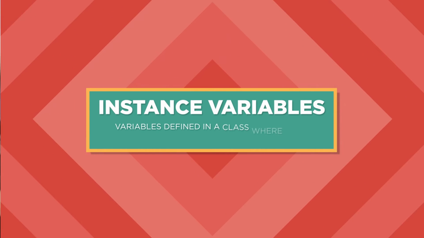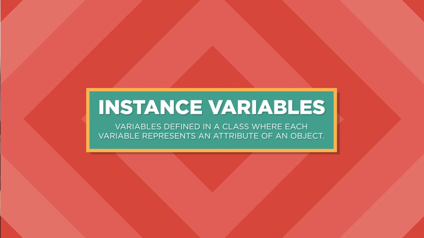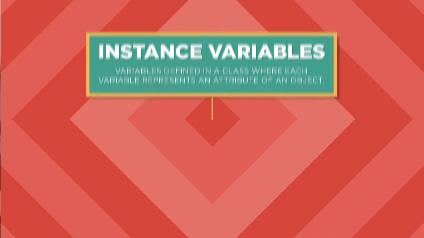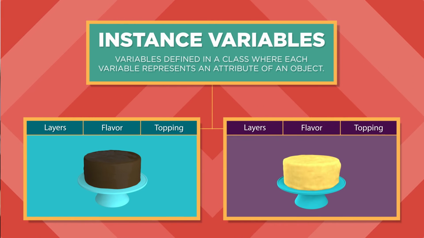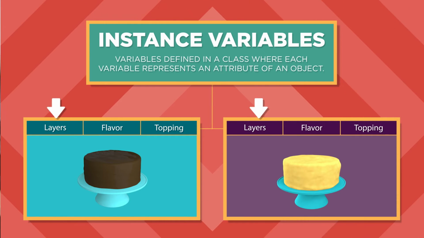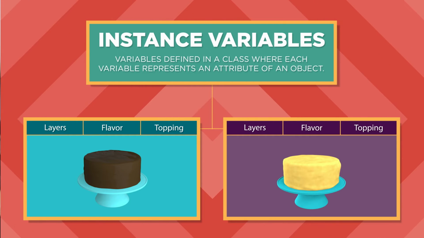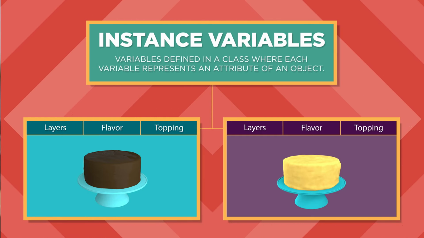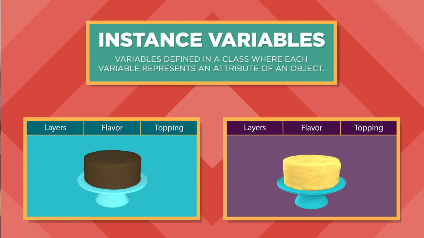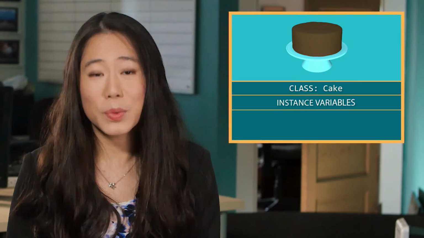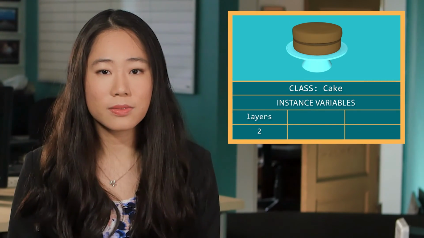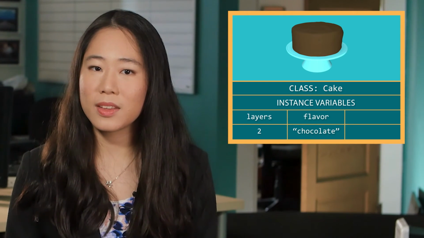Instance variables are variables defined in a class where each variable represents an attribute of an object. In this case, we create a cake class and declare instance variables to represent a cake's layers, flavor, and toppings. When we create a cake object, it will get its own copy of these instance variables so we can assign specific values for the cake. For example, we could assign the value 2 to layers, the value chocolate to flavor, and the value sprinkles to topping.